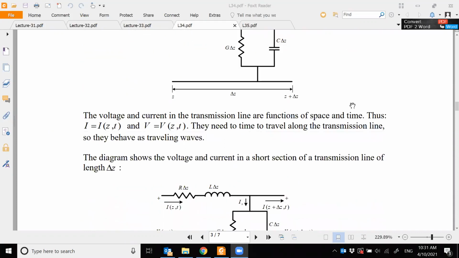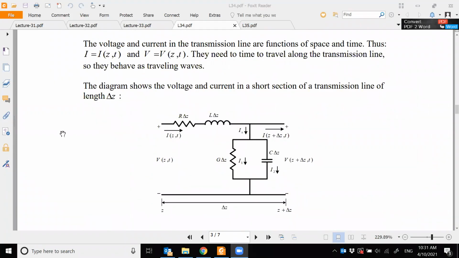Now our objective is, if you see here, I'm assuming that at this end, this is my voltage V of Z comma T, and this is my current passing, I of Z comma T. And this is at the end of the transmission line: the voltage V of Z plus delta Z comma T, because it has traveled a distance of delta Z, and this is my current. As I told you, our objective is to find these currents and this voltage. So I'm assuming this is my current Ix, which is flowing here, and this is I1 and this is I2.